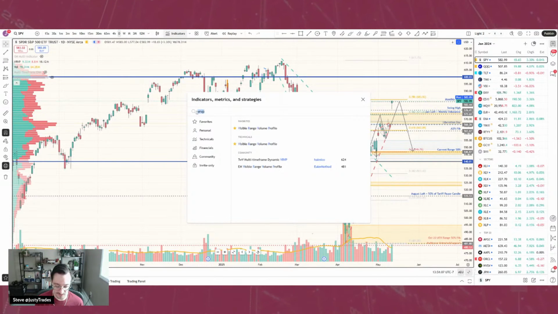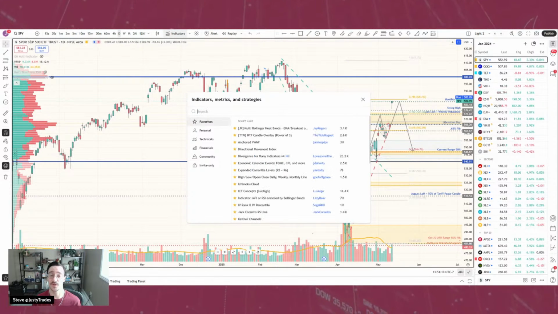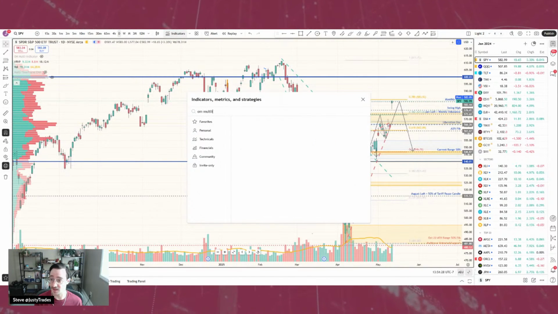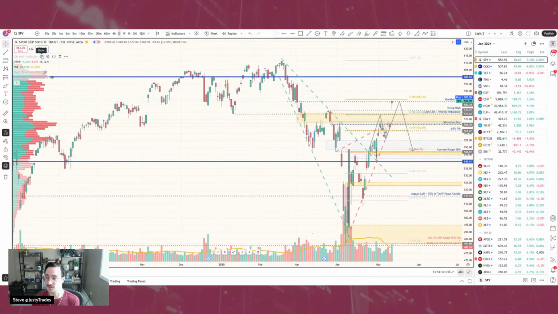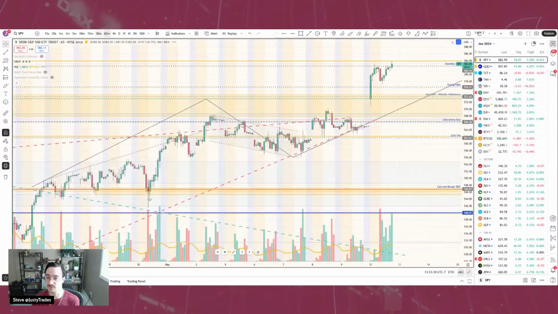So the next one we're adding is a multi-indicator, and this will give us different moving averages. It'll give us VWAP, and it'll give us Bollinger Bands all in one slot. So if you're on TradingView and you have limited slots here, then you can really just get the most bang for your buck with this one in particular. It's called OM multi-indicator. It's by David Hamilton here. It's a really nice piece of code, and we're gonna pop it on and see what we see. We'll go to the hourly.